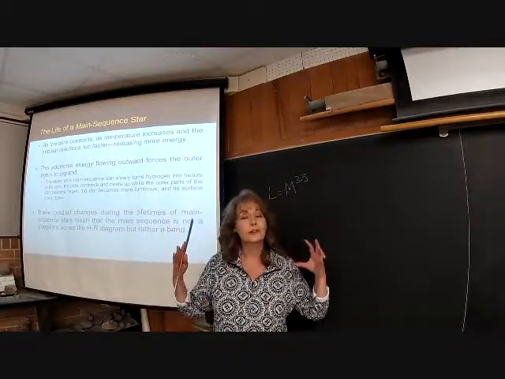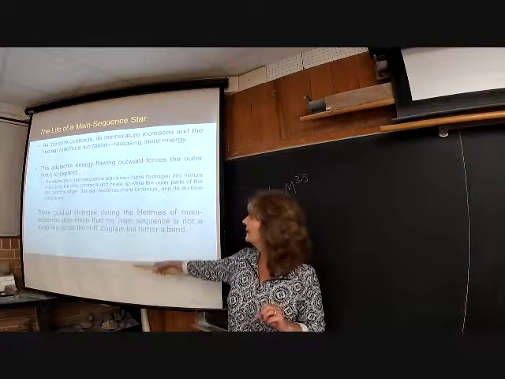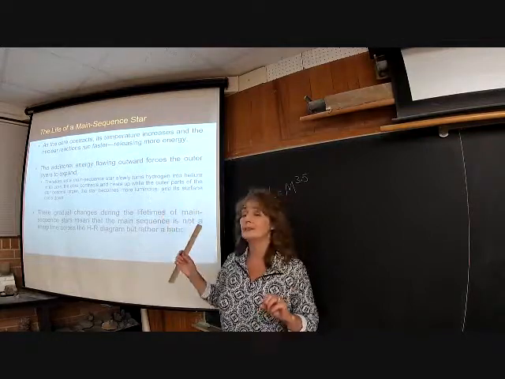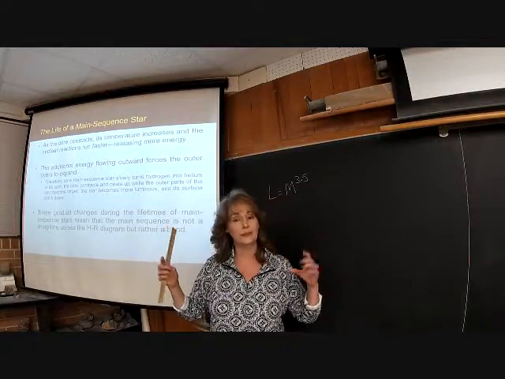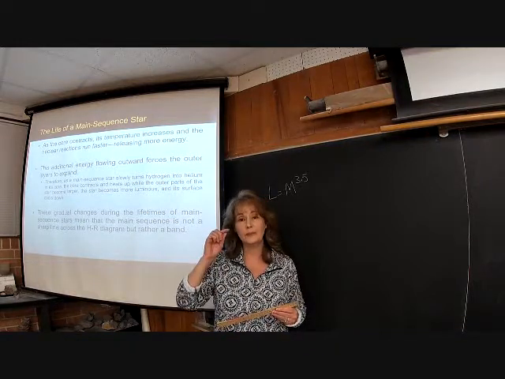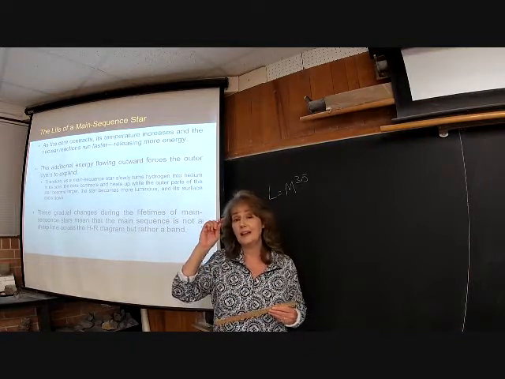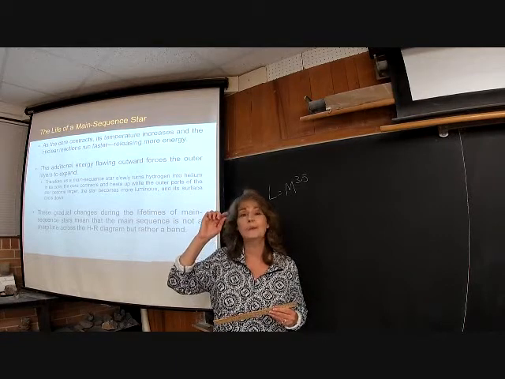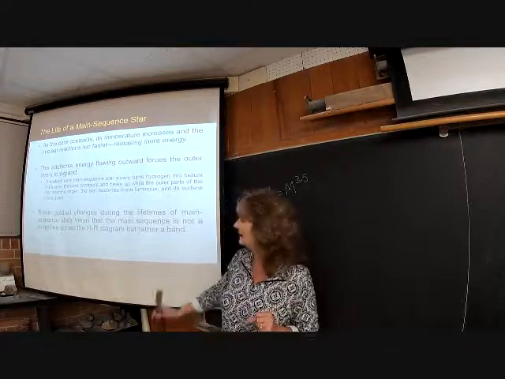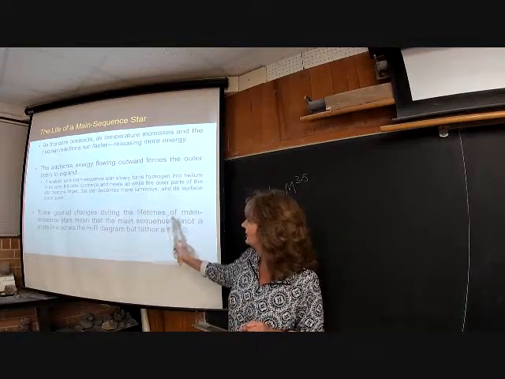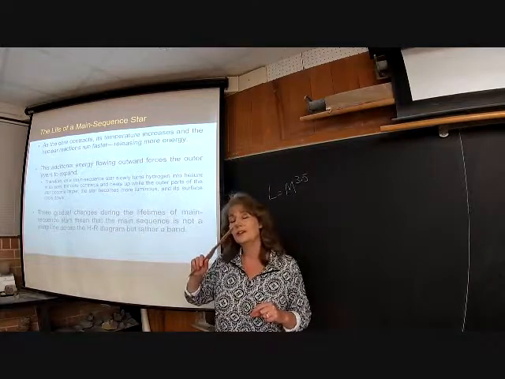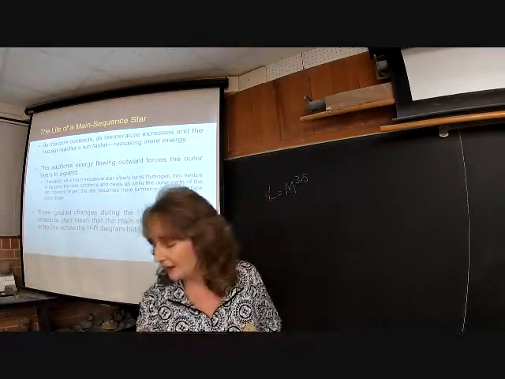So different layers in the star, different things happening within it. It will actually make it a little bit more luminous, and its surface will cool down a little bit. So if we think about our Hertzsprung-Russell diagram, it's going to move up a little bit and to the right. It's going to become a little bit more luminous and cool down just a little bit. So we'll look at that HR diagram.